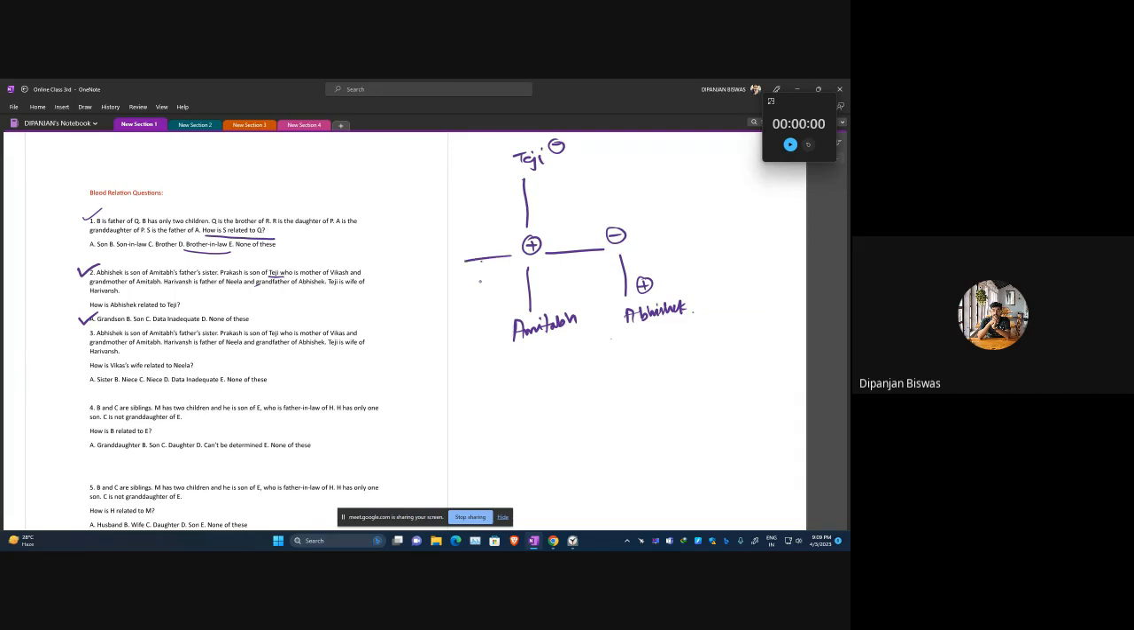Vikash should be coming somewhere here. Okay. Prakash is the son of Teji. Why didn't I take Vikash here? Because it was not mentioned whether Vikash was a son or daughter. But it is mentioned clearly that Prakash is the son of Teji. So Prakash, we can write here. Okay.